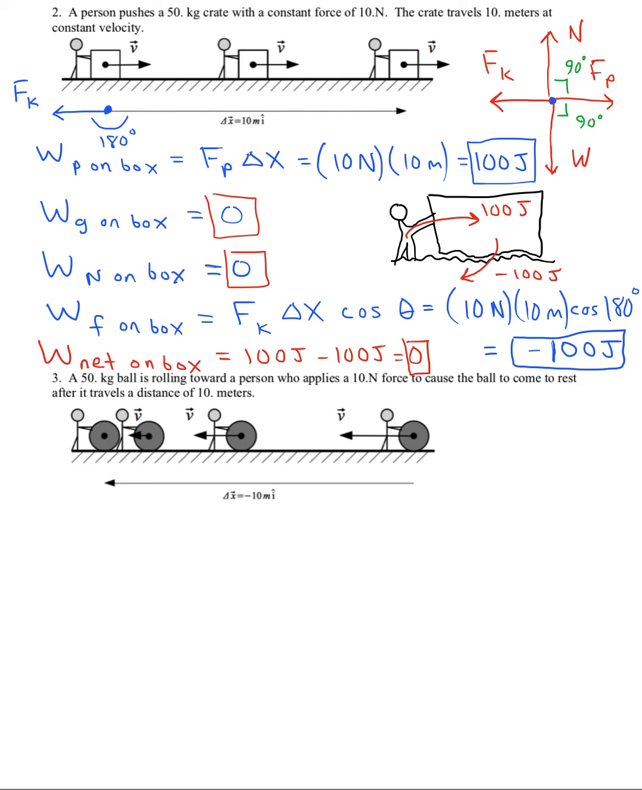Let's look at one more example where a person pushes on a ball that is rolling toward them in order to slow the ball down and eventually stop the ball. I'll draw the free body diagram. There's a normal force. There's a weight and a forward push. And that's it. There's no friction in this situation.